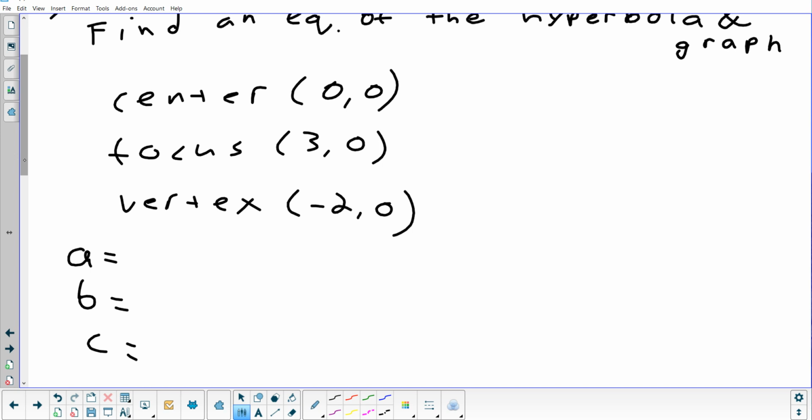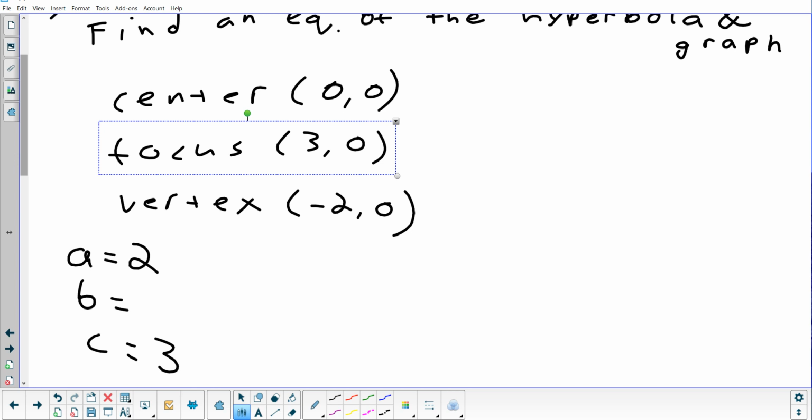Yeah. Is A plus or minus 2? Can you tell me what the definition of A is again? The distance from the center to the vertex. Oh, it's just the negative 2. So you said it's a distance, right? Can a distance be a negative number? So just 2. So A is the distance from the center to the vertex. Okay. Can someone else tell me another one of those two letters that's left? Yep. C is 3. C is the distance from the center to the focus.